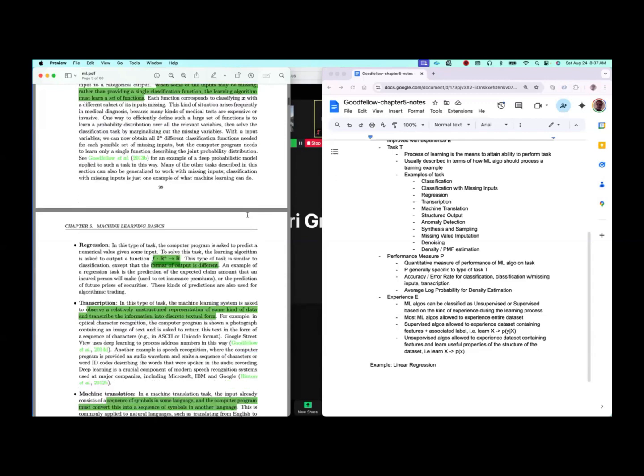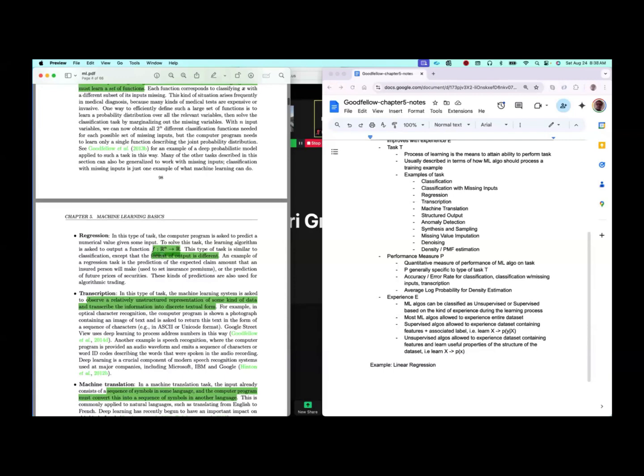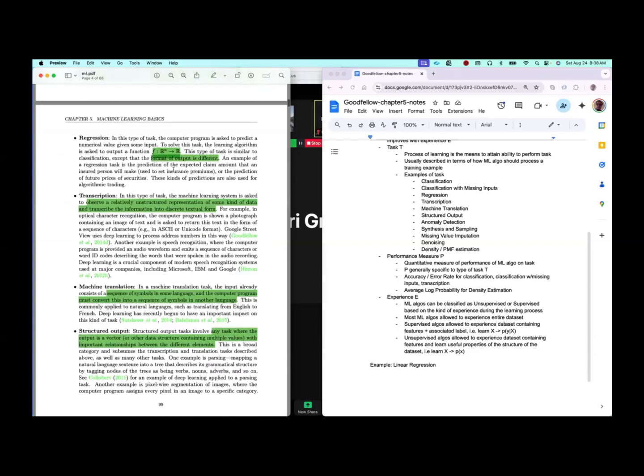Similarly, the next one is regression, where you project your input space, the n features that you have, into one floating point feature, right? So that gives you your regression value. For example, if you want to predict the expected claim amount, as it says here, the prediction of the expected claim amount that an insured person will make, used to set insurance premiums, or the prediction of future prices. So the output is basically a floating point value rather than one of k classes, like in classification. And it's a continuous value.